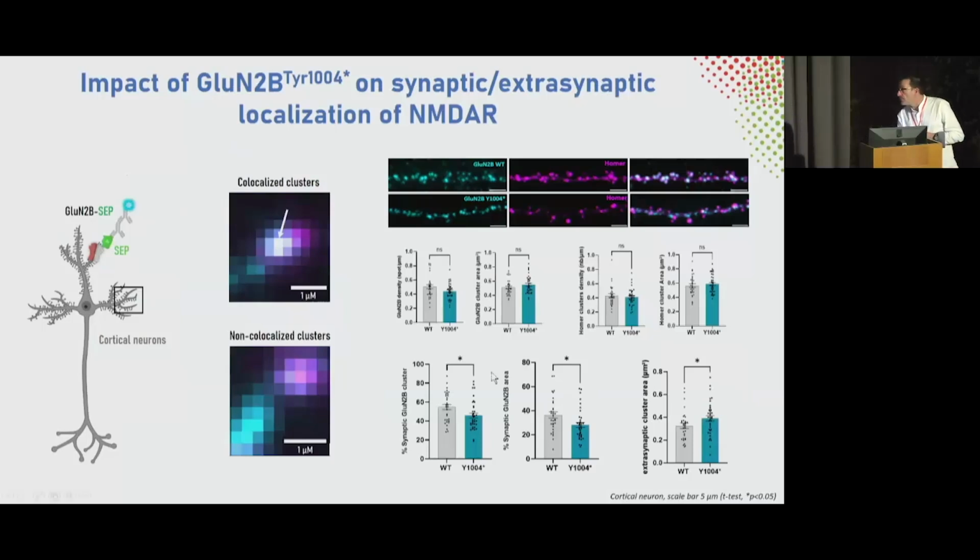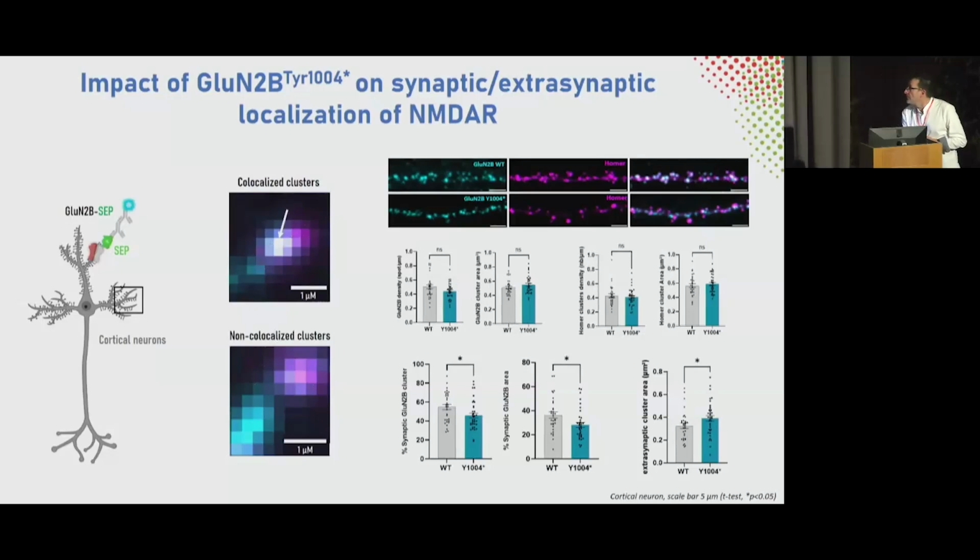So we analyze a branch of this neuron, and in blue, you have the signal corresponding to the GluN2B subunit, and in purple, you have the signal corresponding to the synaptic marker. So we try to co-localize. If you have co-localization between the blue and the purple, meaning that you have a synaptic localization of this subunit. If you don't have the blue and the purple together, meaning that you have an extrasynaptic localization.